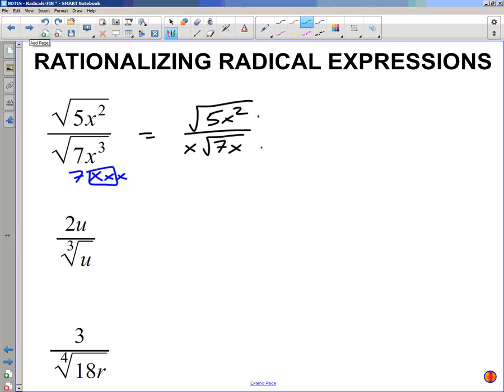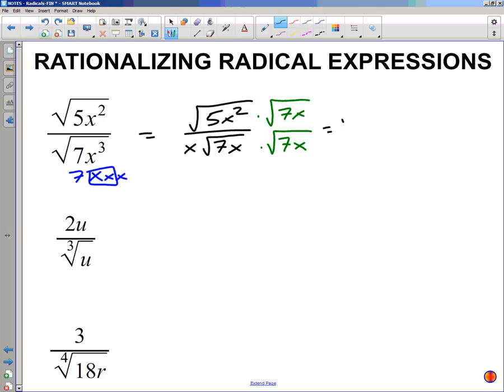The way that I do that is by multiplying by another radical that has the stuff in it that I need. I need another 7, I need another x. I'm going to have to do that on both the top and on the bottom of this fraction. Once I do that though, here's what's going to happen.